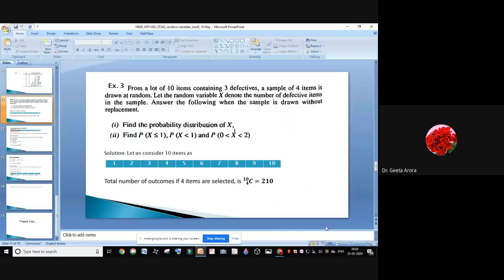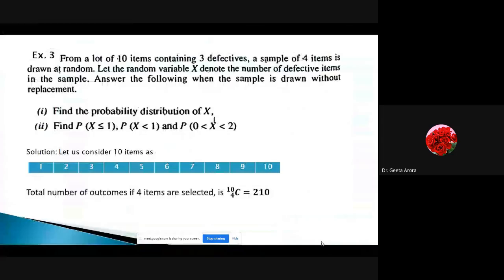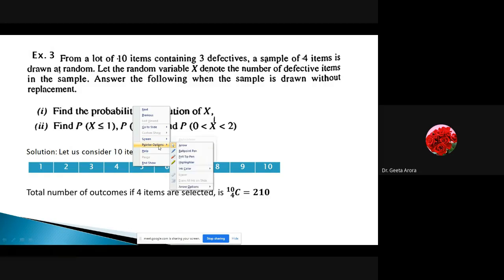Previous lecture, where one example is pending. Here in this example, what we are saying is from a lot of 10 items, 3 items are defective. From a lot of total 10 items containing 3 defectives, we have taken a sample. A sample of 4 items is drawn at random.